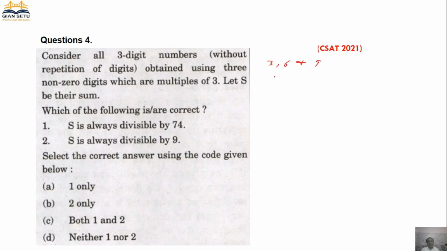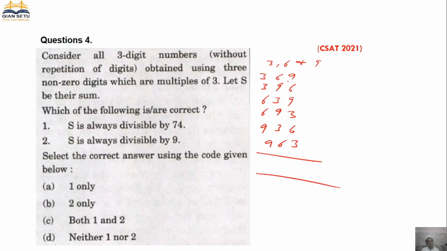Now, the numbers made of these digits are 369, then 396, then 639, then 693, similarly 936 and 963. Now if we add all these numbers, then the sum is 6993, right? Now let's see the first statement.